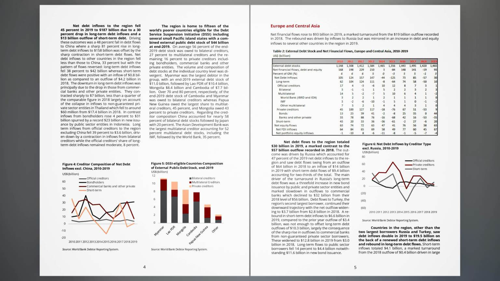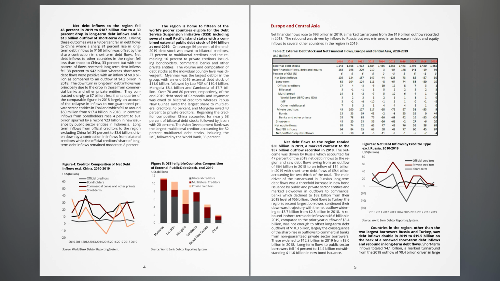Regarding the creditor composition, China accounted for nearly 58% of bilateral debt stocks, followed by Japan with 20%. The Asian Development Bank was the largest multilateral creditor, accounting for 52% of multilateral debt stocks, including the IMF, followed by the World Bank, 35%. Figure 5. DSSI eligible countries composition of external public debt stock, end 2019.